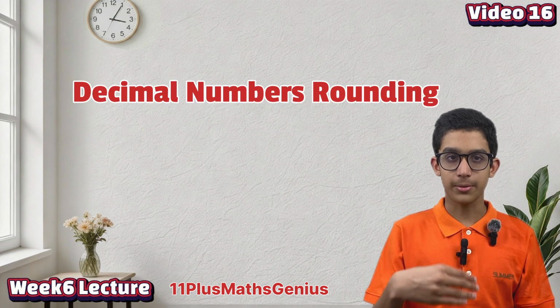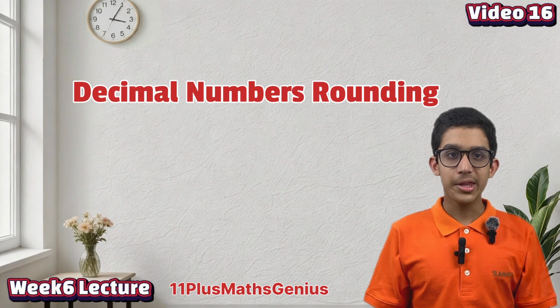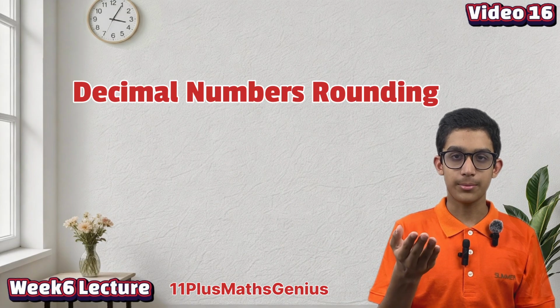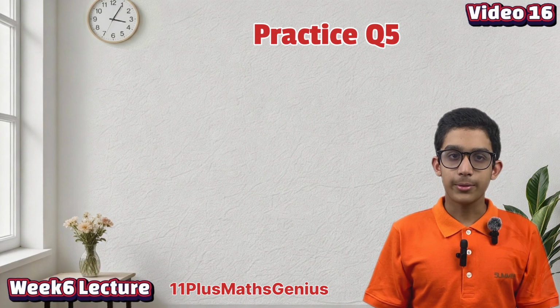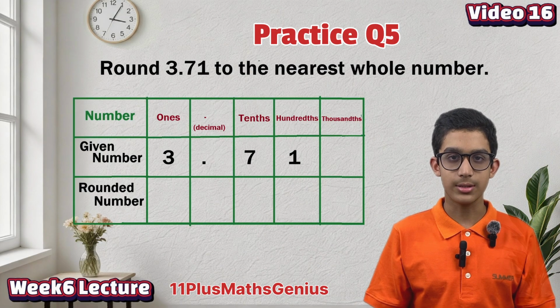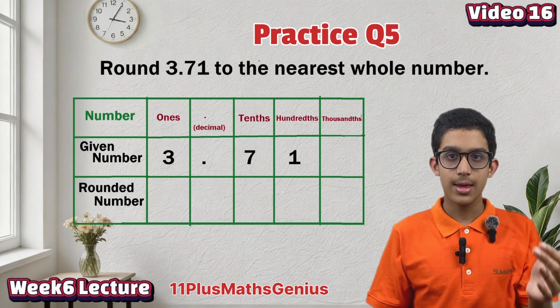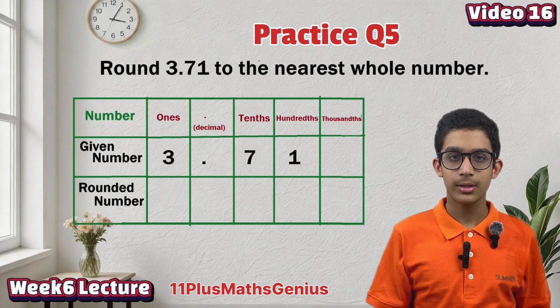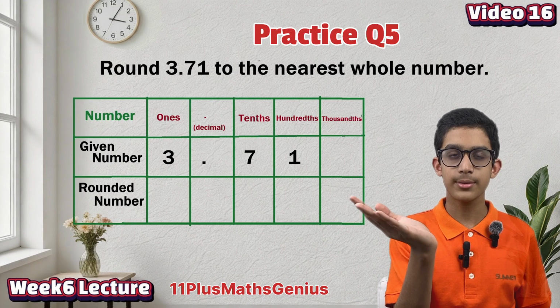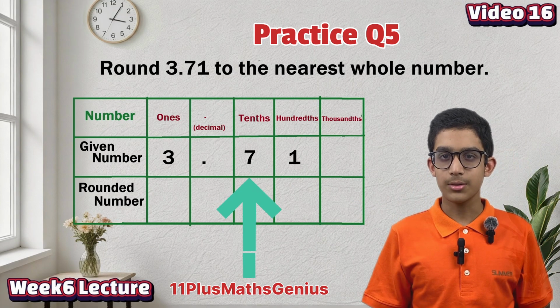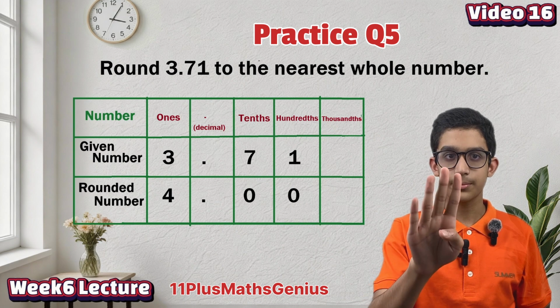Decimal numbers rounding. A similar rule applies when we round off a decimal number. Practice question 5. Round 3.71 to the nearest whole number. Here we have 3 as a whole number. Its immediate following number is 7. So we round off the number to 4.